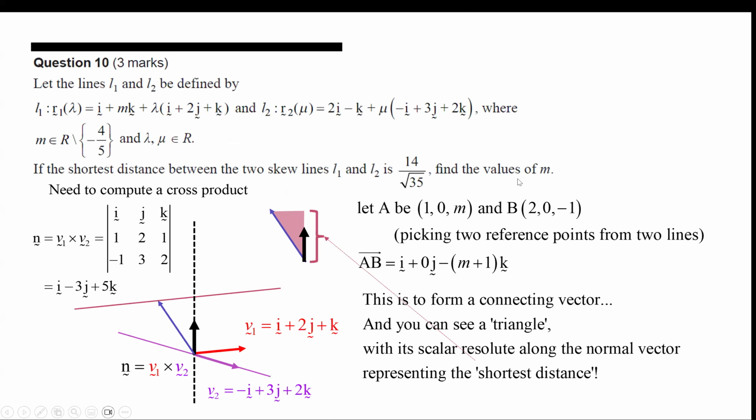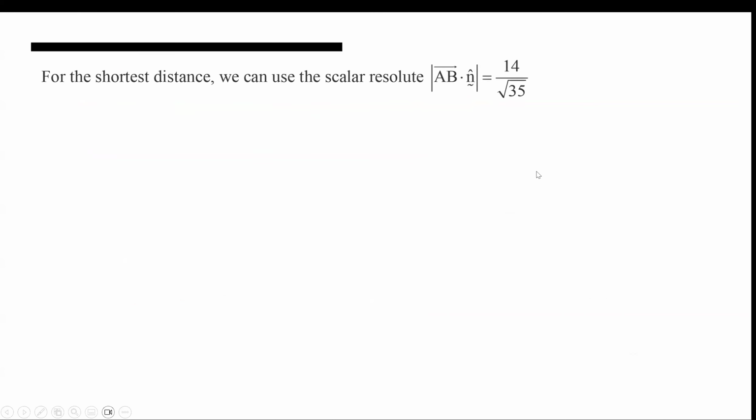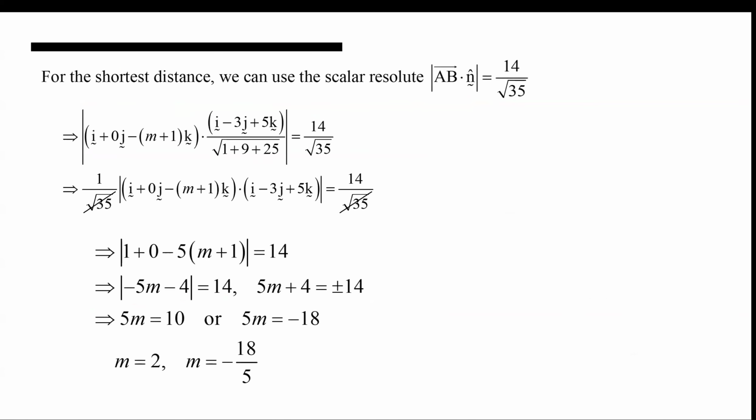The question says, find the values of m. There are two cases. As I explained, a scalar resolute may be positive or negative. That's why it has two possible m values.